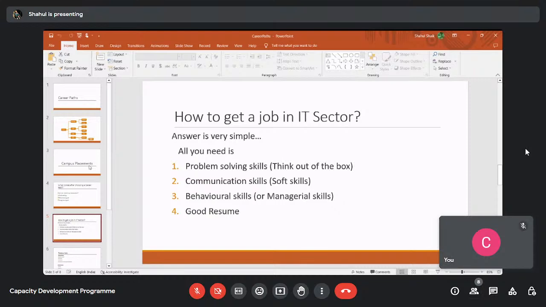And from our college, we really got some good placement training. We got training in aptitude, we got training in communication skills, we got training in some specific languages like C, Python.